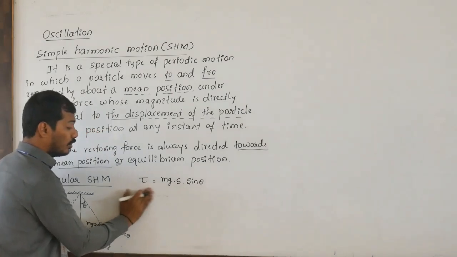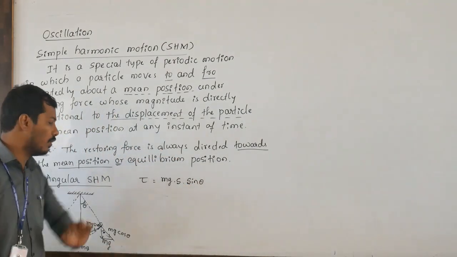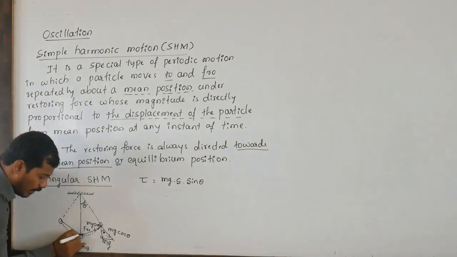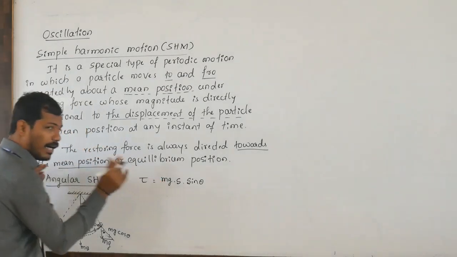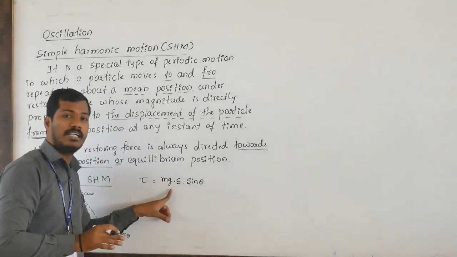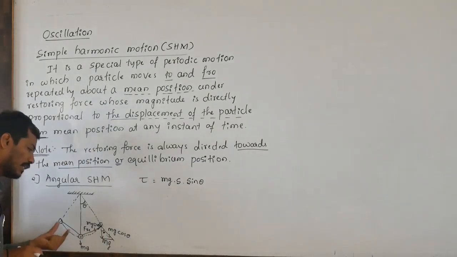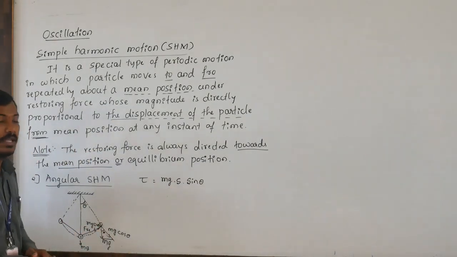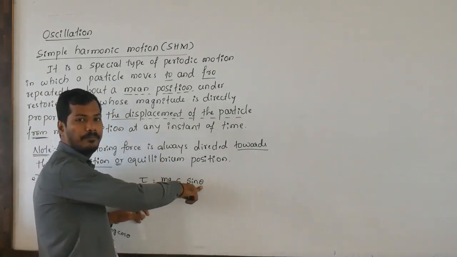It means this torque depends on the theta only. It means what? The displacement of the body here and here is always the same. M is the mass of the body, it is constant. G is the acceleration due to gravity, it is also constant here. The displacement of the body is always constant here. It means what? The torque depends on the angle theta.